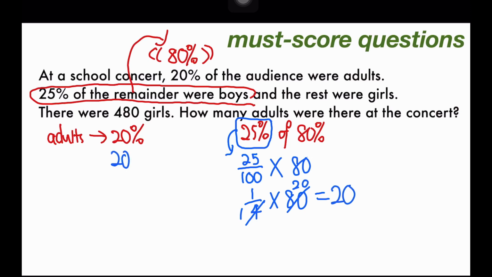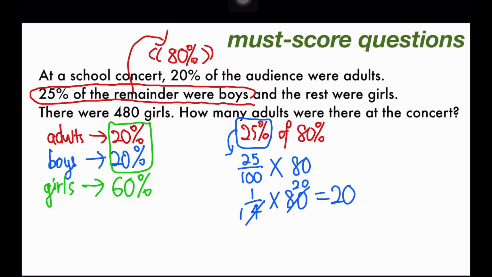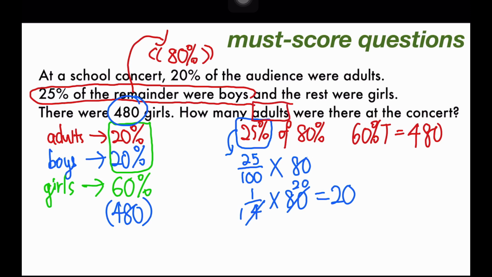That means there are also 20% of boys. And they say the rest were girls. So how many girls are there? Remember, total 100. So if I do a mental calculation, 100 minus 40, I will get 60% of girls. Okay? And now they're giving us a big clue, which says that there are 480 girls. Which means at this point in time, I can link this 60% is equal to 480. And they are asking us how many adults were there at the concert.